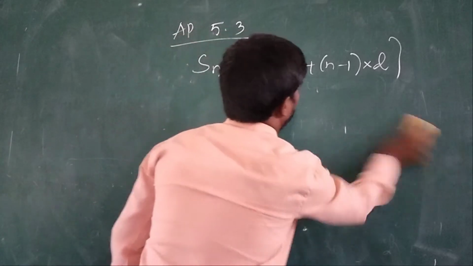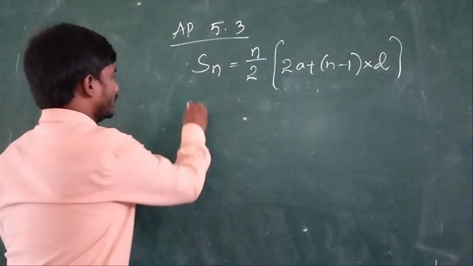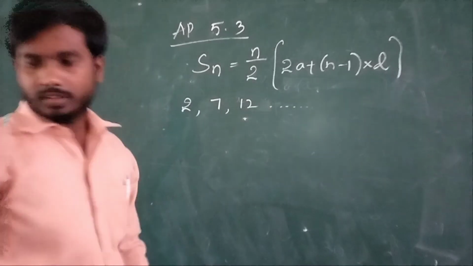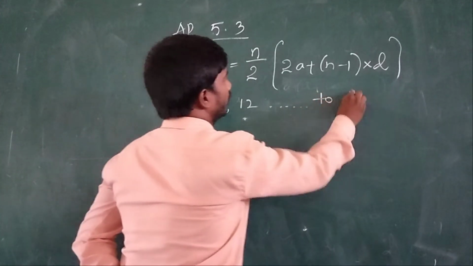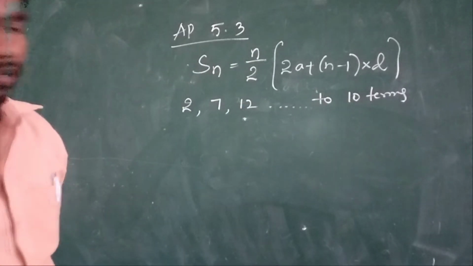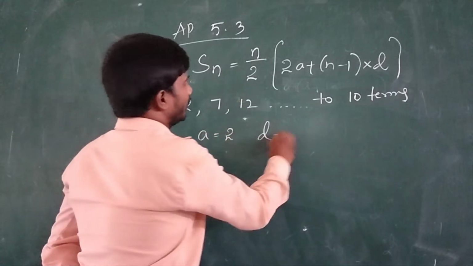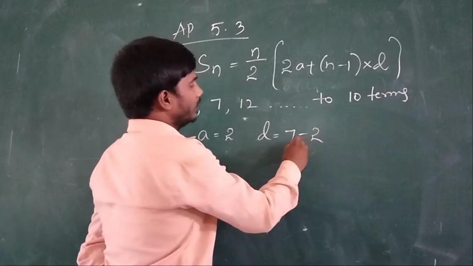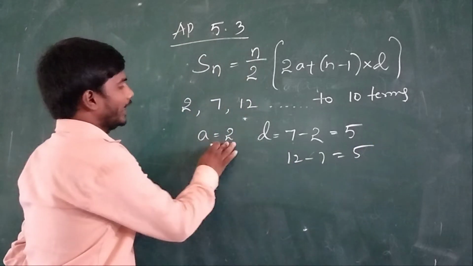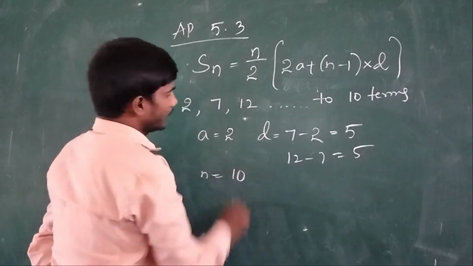Now in 5.3, the first bit gives an arithmetic series 2, 7, 12, and so on, to 10 terms. Here he is asking, find the sum of the following APs. Here a is equal to 2, the first term, and the common difference is 7 minus 2, 5, and 12 minus 7 also 5. So a is 2, d is 5, and the number of terms n is 10.